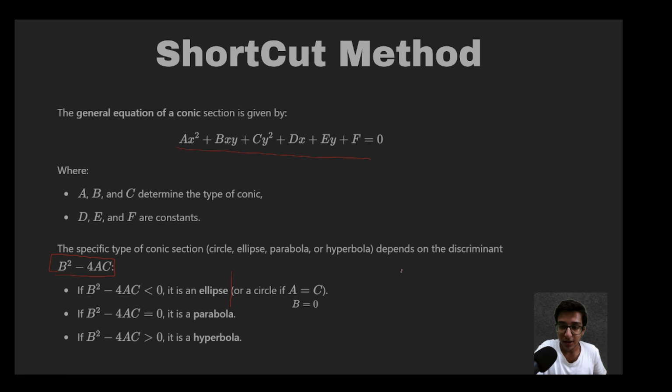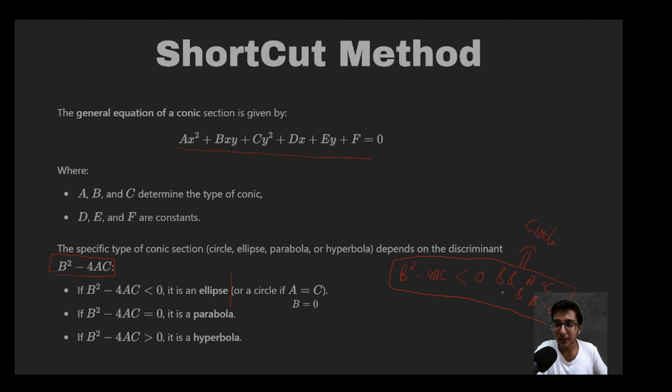Or if B square minus 4AC is less than 0 and A is equal to C and B is equal to 0, then we can say that this is the equation of a circle. I hope you all can understand B needs to be 0 because it is the coefficient of xy, and A needs to be equal to C, and if that is the case, we will get this to be a circle.